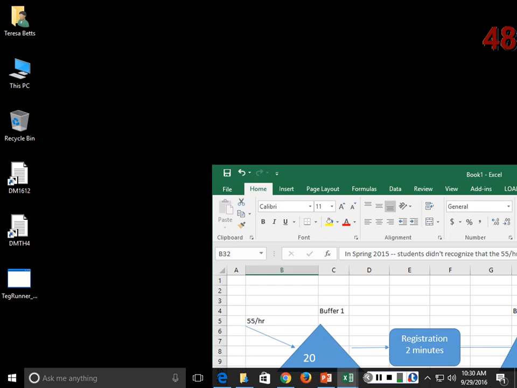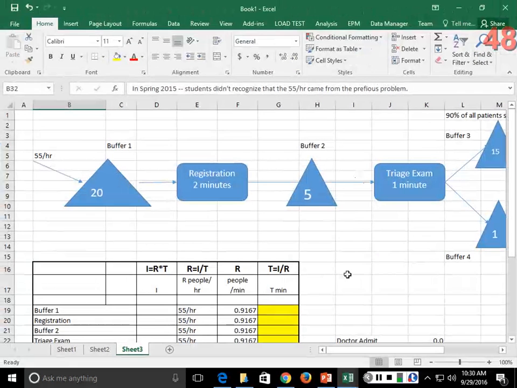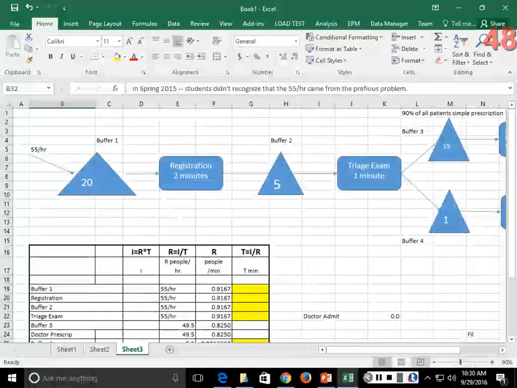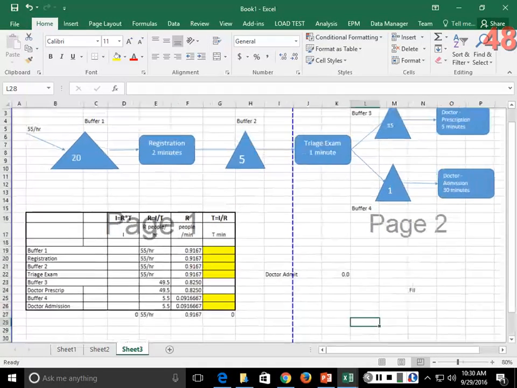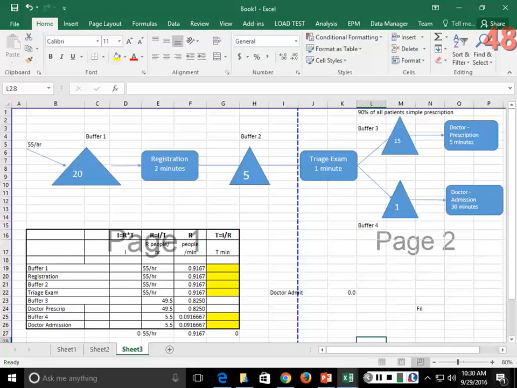Okay, so 3.5. One of the reasons that I started to write my own problems is because this textbook sometimes goes from one problem to the next, and it wasn't clear to students that the throughput for this problem comes from the previous problem. So in 3.5, it says a triage system has been proposed for the ER described in 3.4, meaning that we have 55 per hour. You can see I've left that in the table as our throughput and calculated again our people per minute. Don't think we need to reinvent the wheel on that.